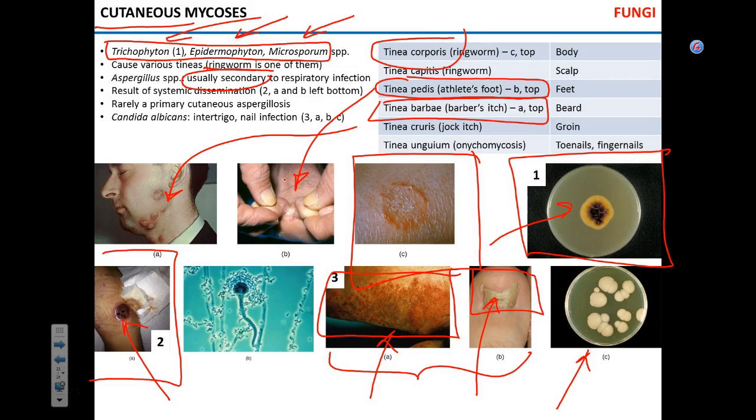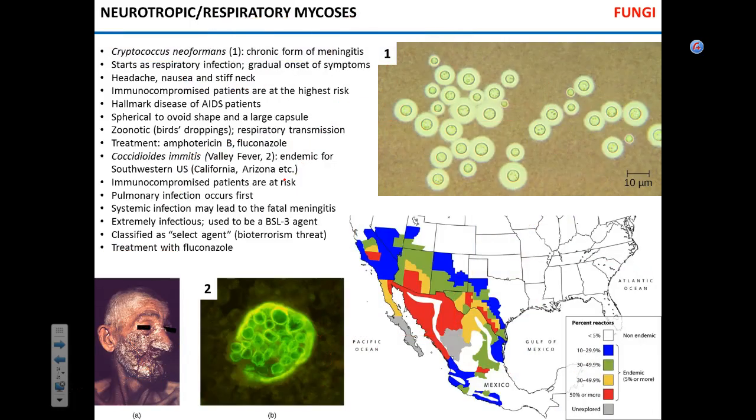Anyway, we're going forward to systemic mycosis of internal organs. So the first that we're going to talk about is Cryptococcus neoformans. So these are cryptococcal cells. They have a very characteristic appearance. Okay?